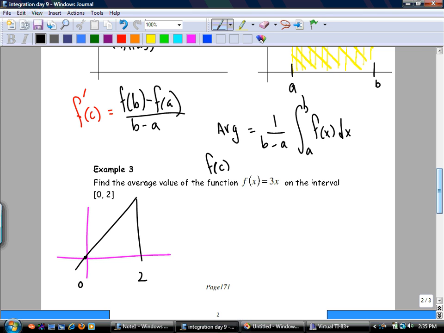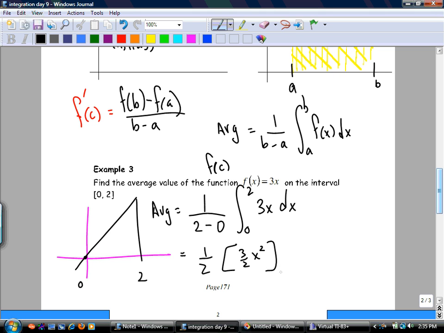So we use the average formula, and we go 1 over 2 minus 0, average, the antiderivative from 0 to 2 of 3x dx. So 1 over 2, 3 over 2, x squared, 0 to 2.